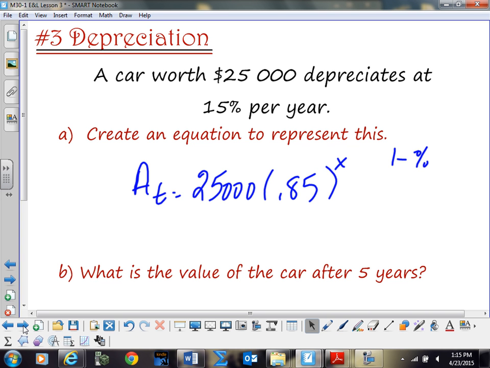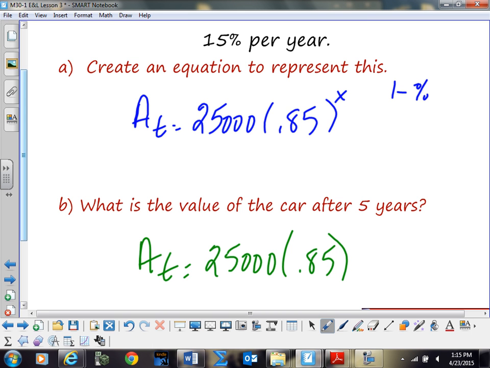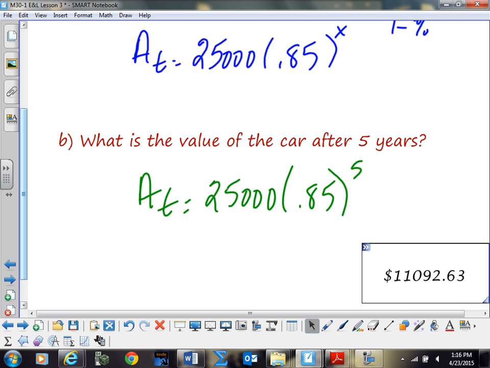What's the value of the car after 5 years? There it is. Original amount, 0.85 exponent 5. Plug that in your calculator, and then see if it matches this.